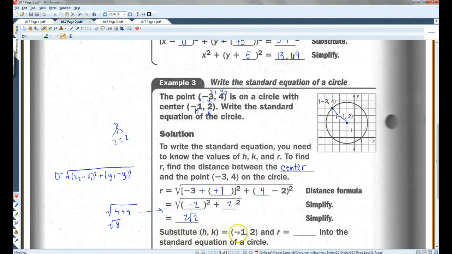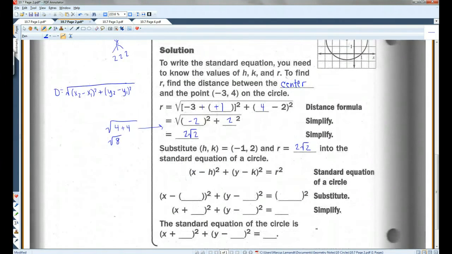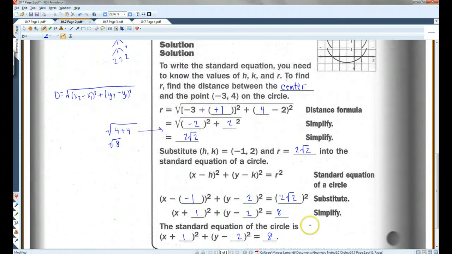Alright, so substitute (h, k) equals (negative 1, 2), and r equals 2 root 2 into the standard equation of a circle. (x minus negative 1) squared plus (y minus 2) squared equals (2 root 2) squared. This is (x plus 1) squared plus (y minus 2) squared equals 8. So this is the answer. Voila. Alright, let's go on to page 3.